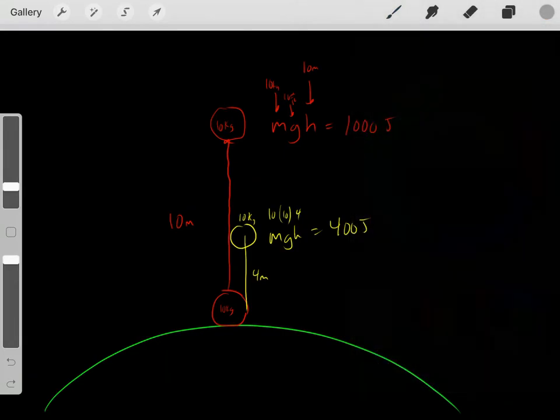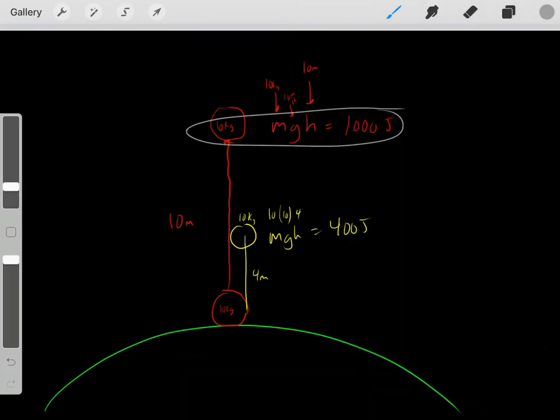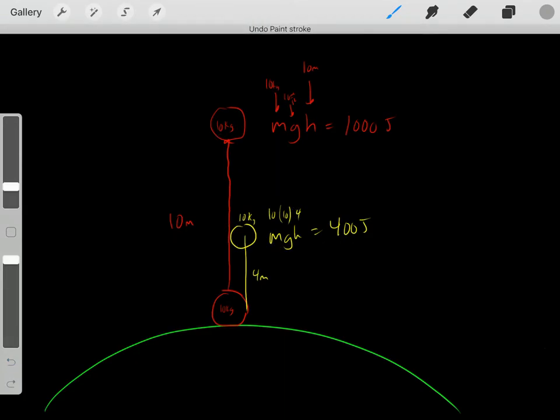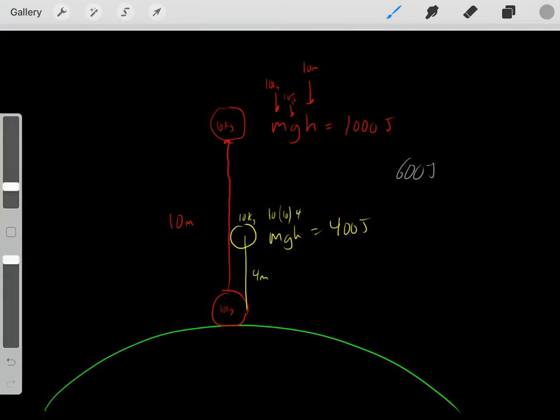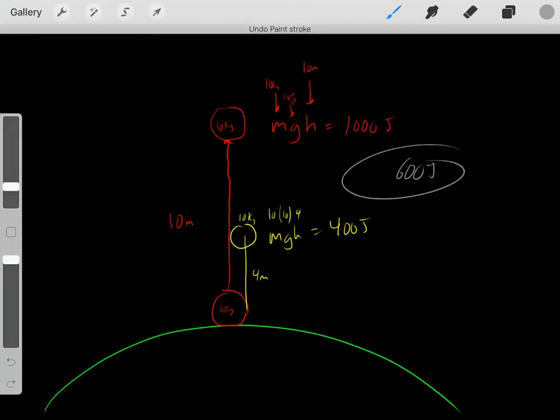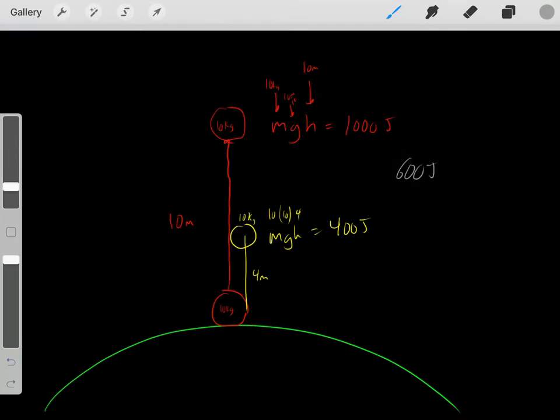But now you might wonder: if initially we had 1,000 joules of gravitational potential energy, and now the ball drops and has 400 joules of gravitational potential energy, where did that 600 joules go? We know energy is not created or destroyed, and that 600 joules isn't just destroyed or disappears. So where did that energy go?